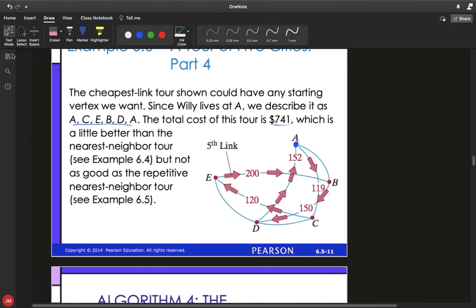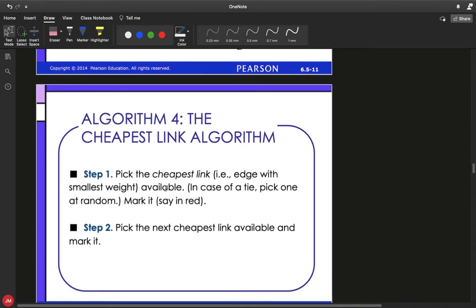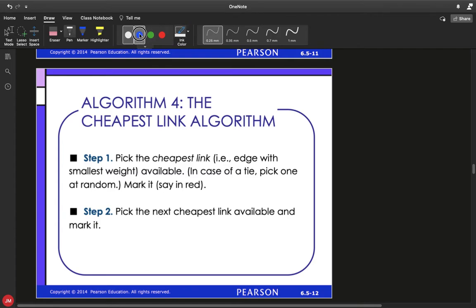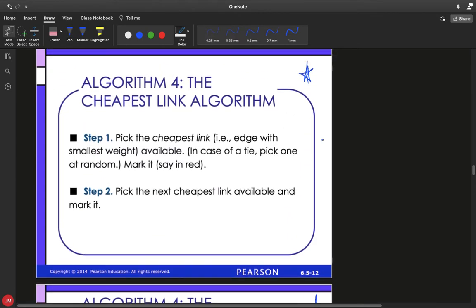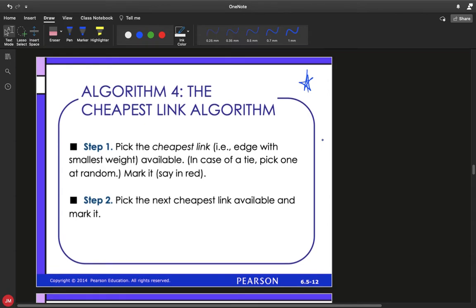All right. Going back to our cheapest link, let's go ahead and summarize the steps that we took. These next couple of slides would be good ones to copy into your notes for the notes for 6.5 for cheapest link algorithm. Here's what you're going to do step by step. So step number 1, pick the cheapest possible link on the entire graph, which is the one with smallest weight. If it's a tie, then you're just going to pick one at random and mark it.